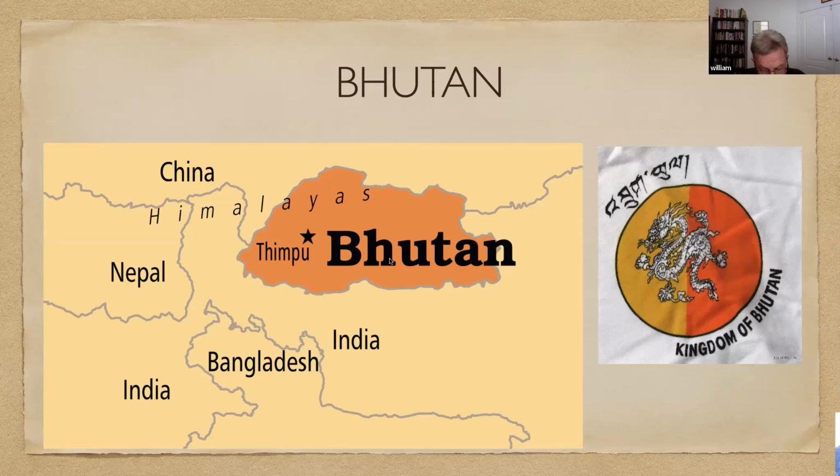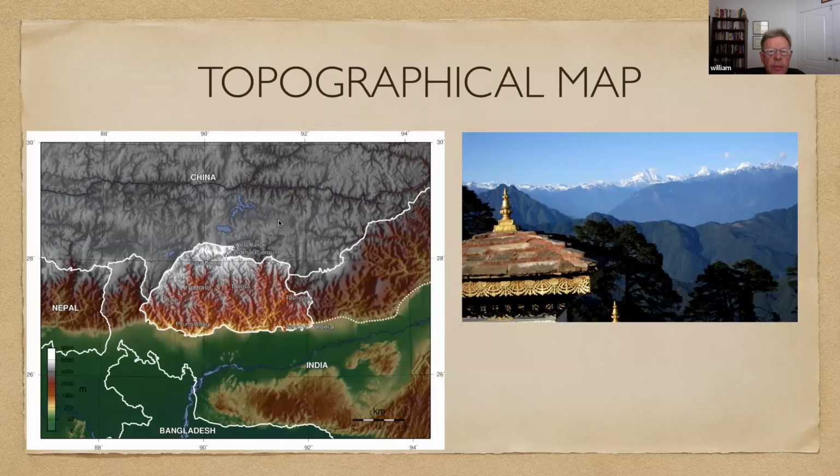Like Nepal, it's a very mountainous country. Here you can see from the topographical map, if you remember last week's, you can see Nepal over here. It's very similar. You have the three regions: the Himalayan, the central region, and the southern region. It's known traditionally as Druk Yul, or the land of the thunder dragon.